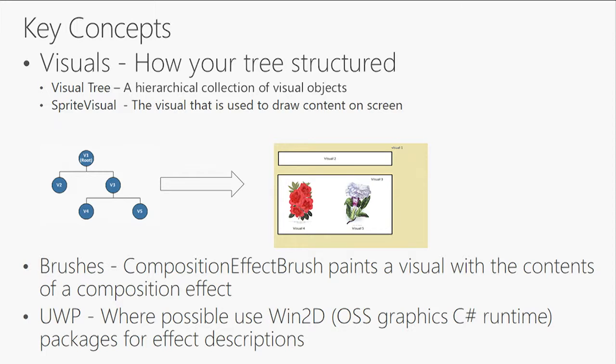I'll also talk a lot about brushes. Brushes paint the visual with contents of a composition effect. So if I have an effect brush, I am painting the visual I've created with an effect brush. For UWP, we use Win2D open source graphics for effects descriptions. So you will need to download a NuGet package from Win2D to access effect descriptions.